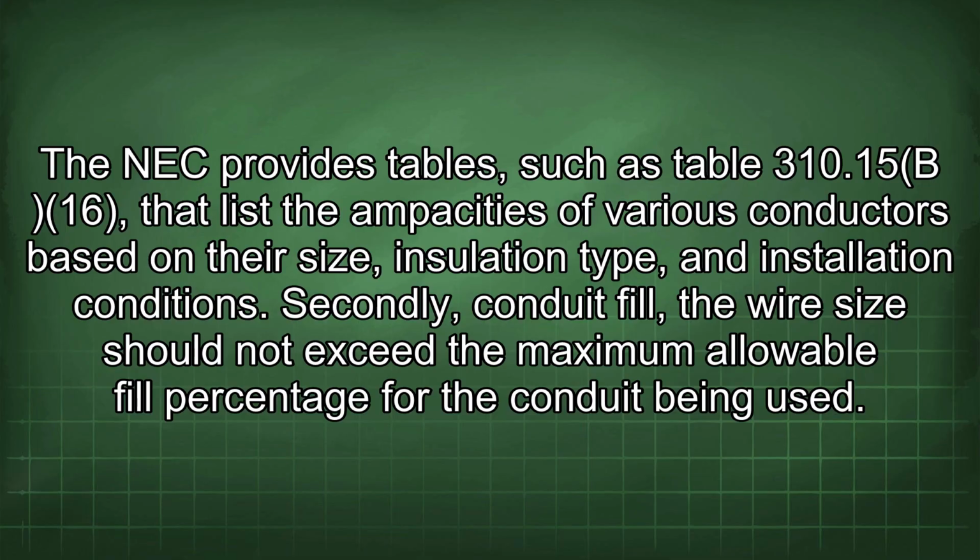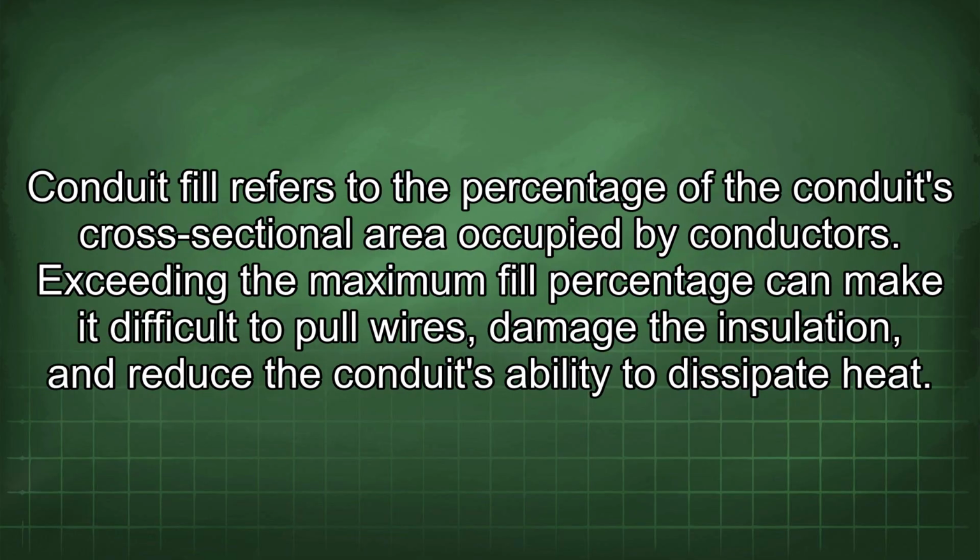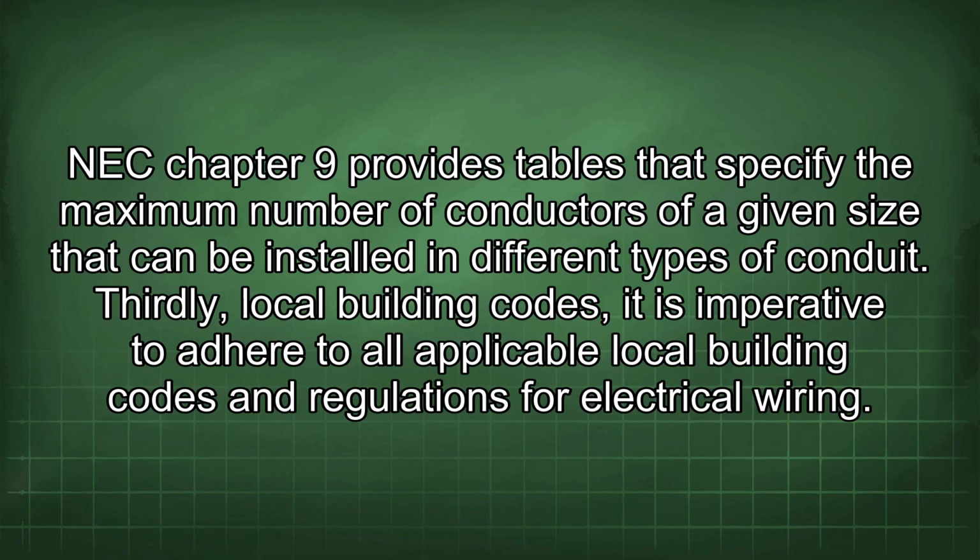Secondly, conduit fill. The wire size should not exceed the maximum allowable fill percentage for the conduit being used. Conduit fill refers to the percentage of the conduit's cross-sectional area occupied by conductors. Exceeding the maximum fill percentage can make it difficult to pull wires, damage the insulation, and reduce the conduit's ability to dissipate heat. NEC Chapter 9 provides tables that specify the maximum number of conductors of a given size that can be installed in different types of conduit.